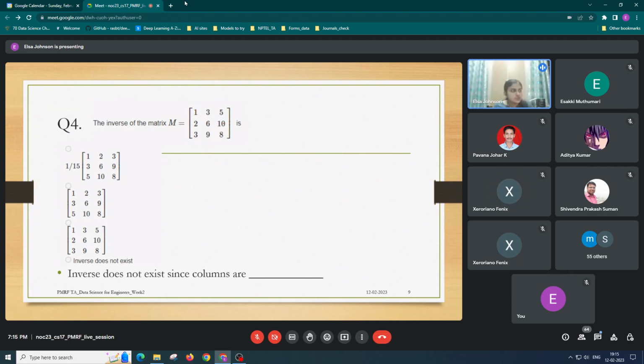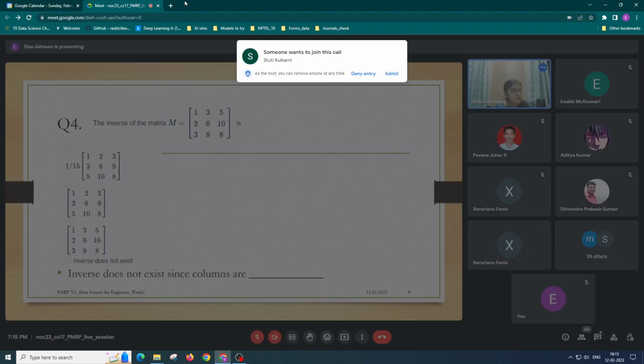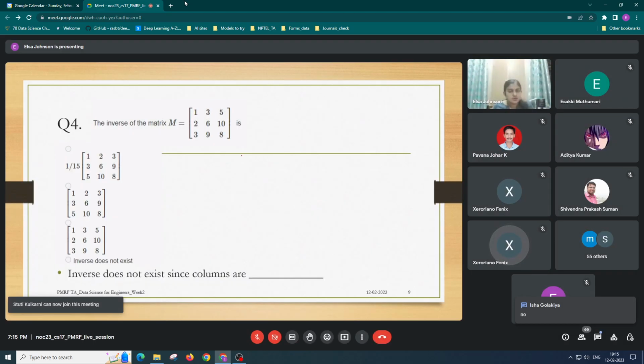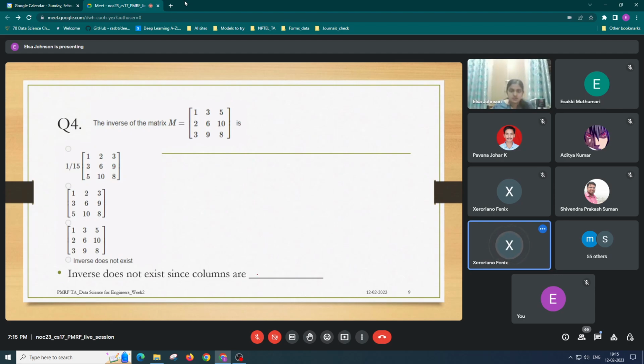Can you find the inverse? Ma'am, the inverse will not exist. Yes. Why does it not exist? Can you tell me the reason? Ma'am, because the columns are independent. Yeah, the columns are dependent. Okay, that is the reason.